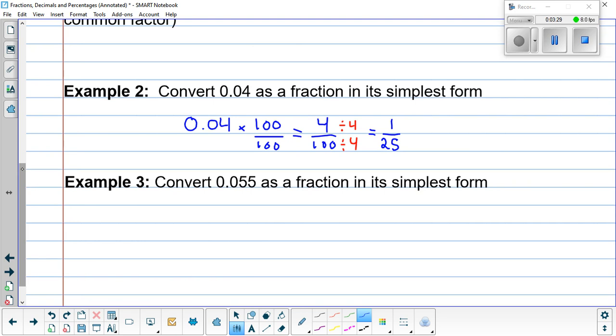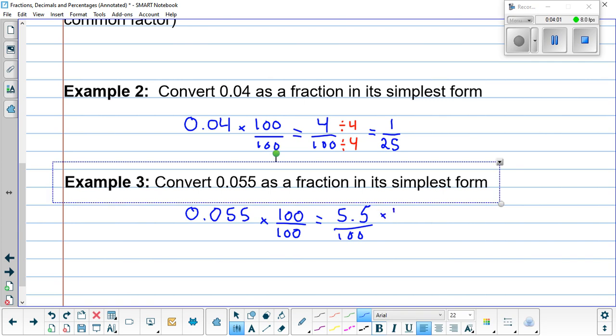So now we're doing this one, 0.055. We'll times by 100 over 100. The 100 over 100 is just kind of the standard to go to, and then once you get comfortable, you'll see when you can use the 10, and you'll see when you will have to use more. So this is going to get us 5.5 over 100. Well, that's not right because we have a decimal on the top.